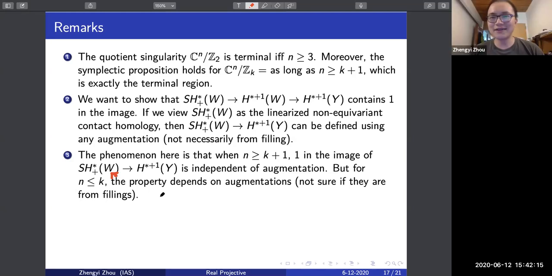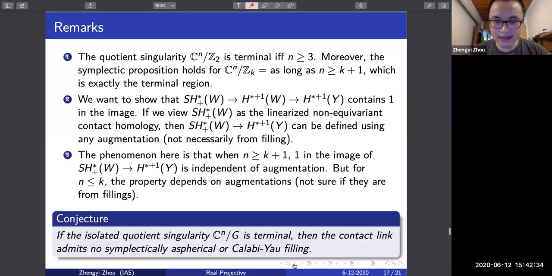So I'm saying that here, the proof is not about there being no augmentation, it's about part of the information being independent of any augmentation, if one exists. And since we have this relation between augmentation and filling, we can pass to some result about the fillings. Okay. So in light of this, I want to make the following quite speculative conjecture, which is: if you have an isolated quotient singularity which is terminal, then the contact link admits no symplectically spherical or Calabi-Yau fillings.